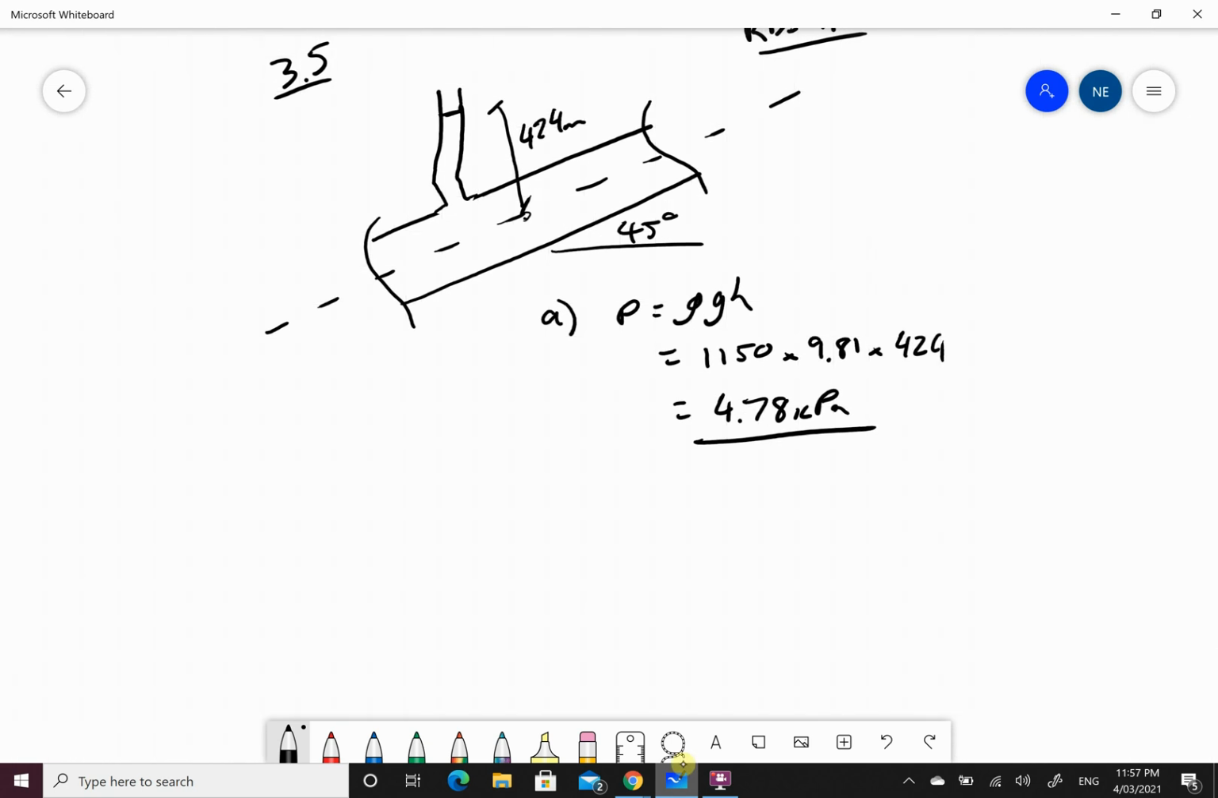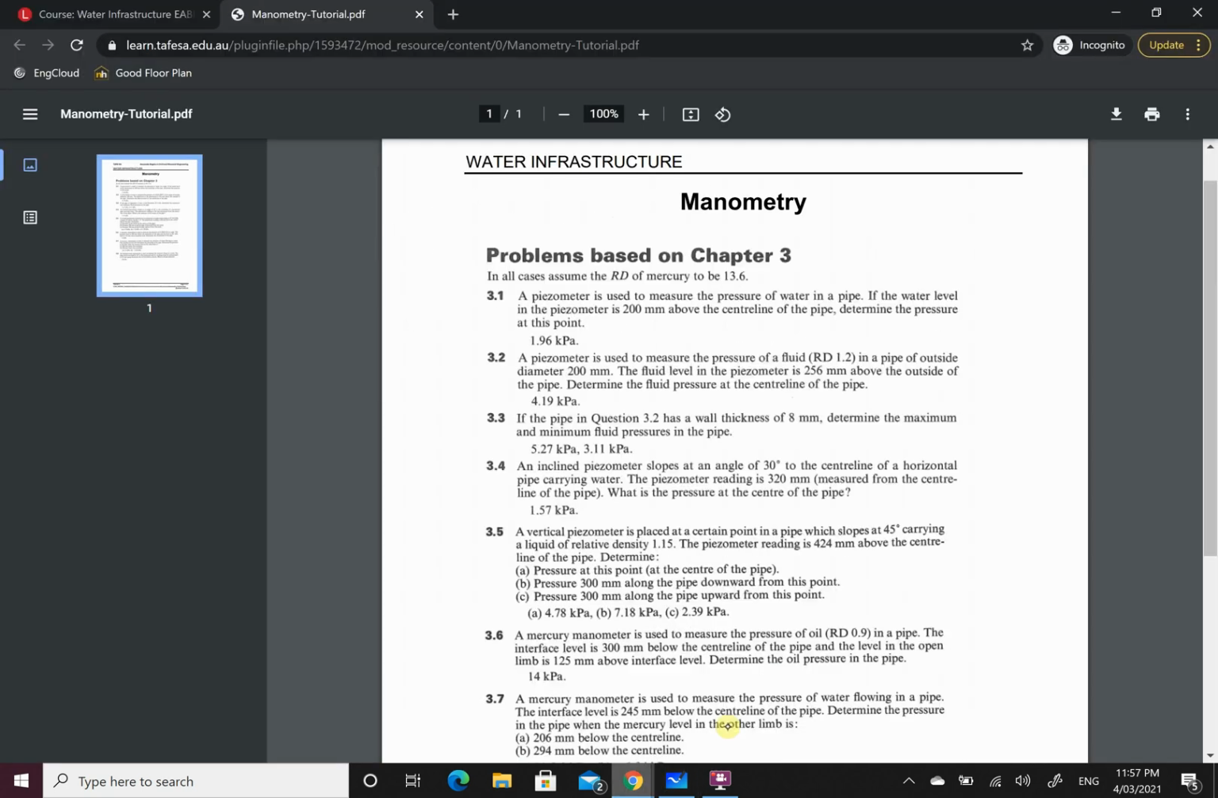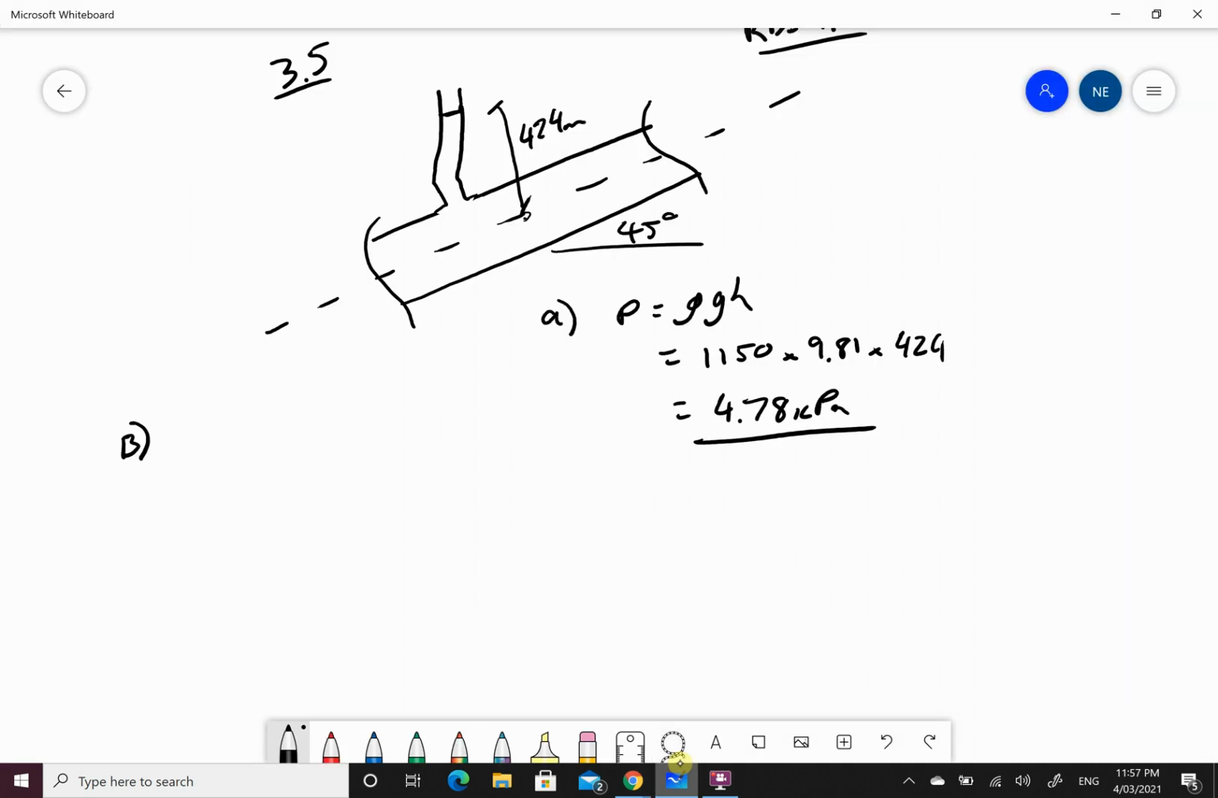And let's go over here for B. 4.78, beautiful. So work out the pressure 300 mil along the pipe downward from this point. Downward is running this direction, upward is this direction. So how are we going to do this? Well, it's on an angle, so to work out my new H, I have to worry about the slope.